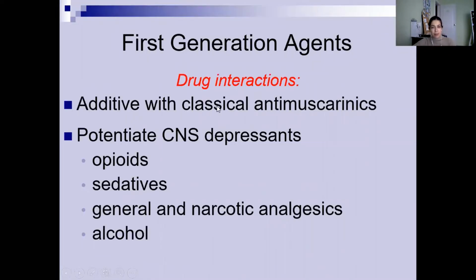The drug interactions of the first generation agents are that they have additive synergism with antimuscarinics or M-choline blockers, like atropine, and they also potentiate CNS depressants like opioids, sedatives, general narcotic analgesics, and alcohol. We know about them.